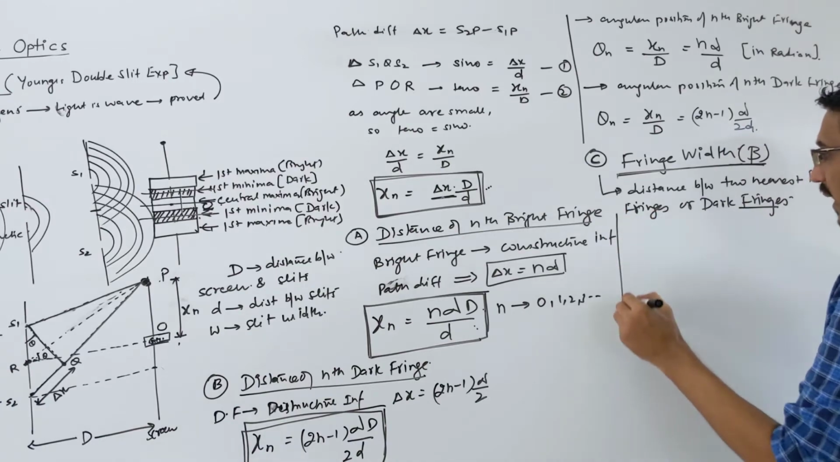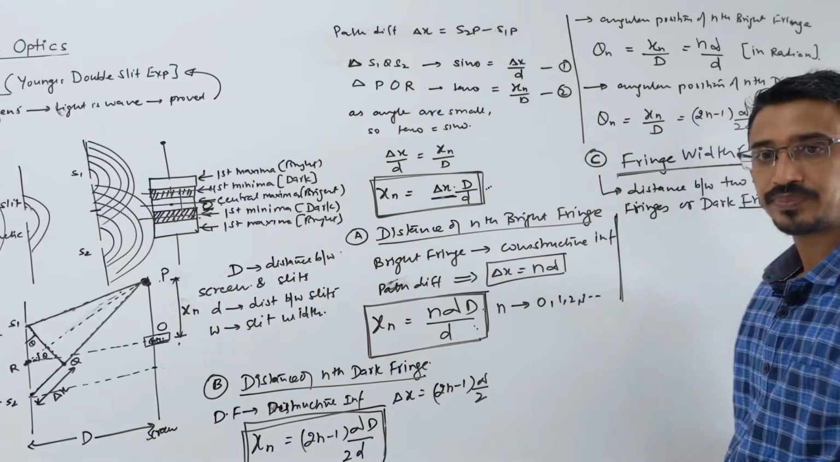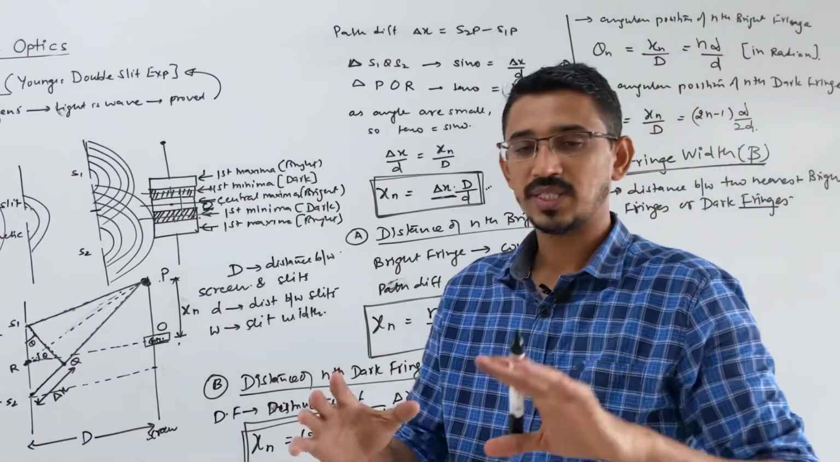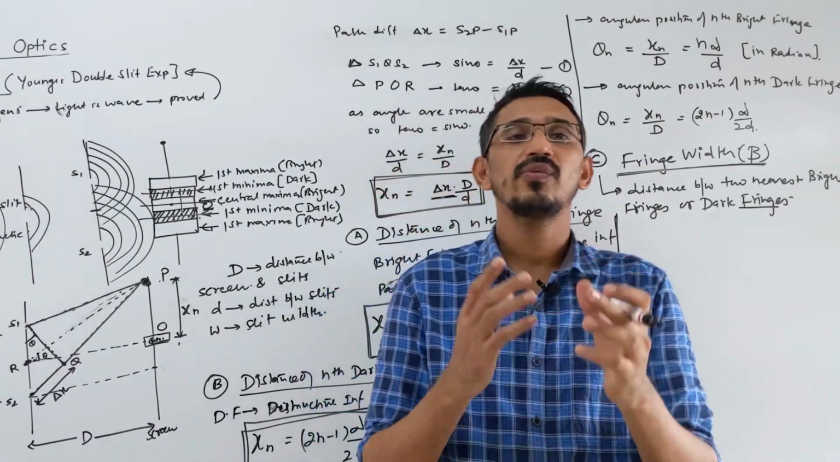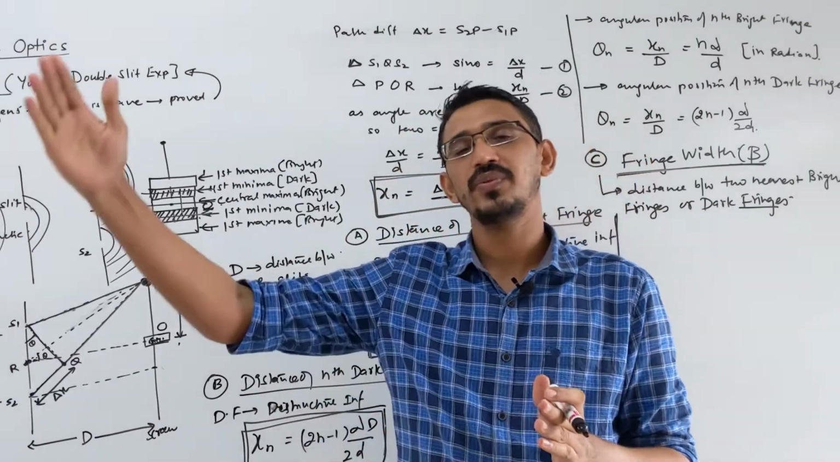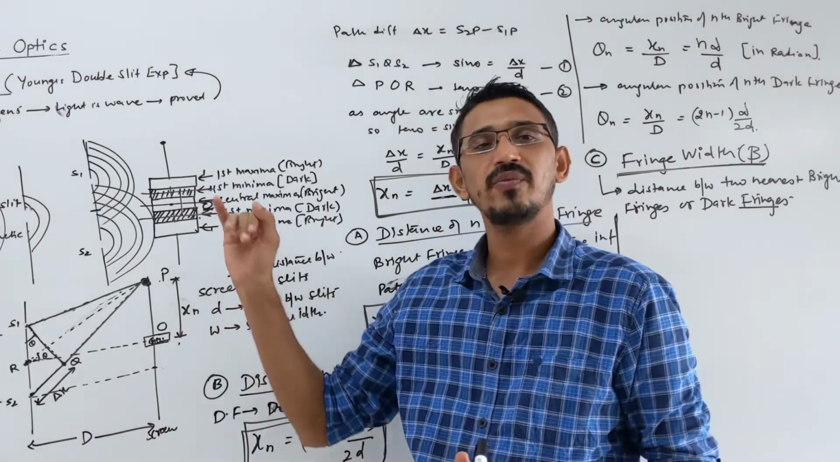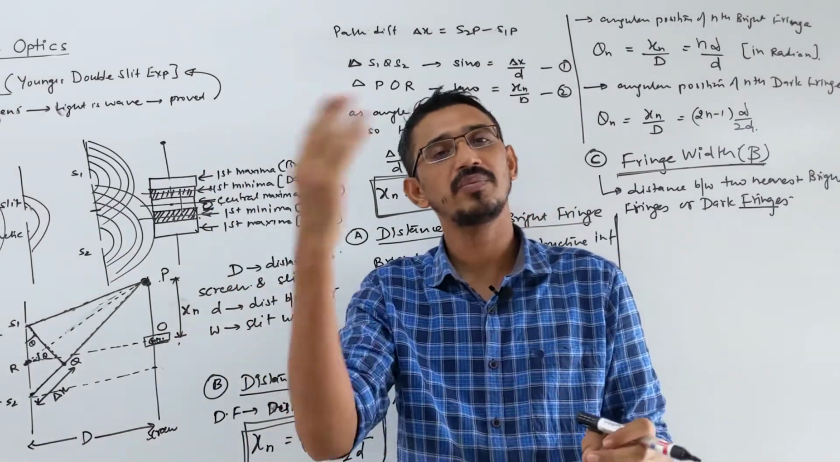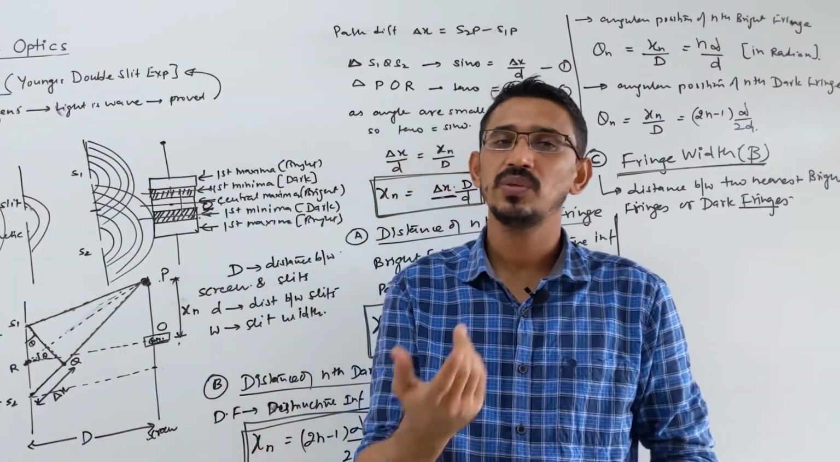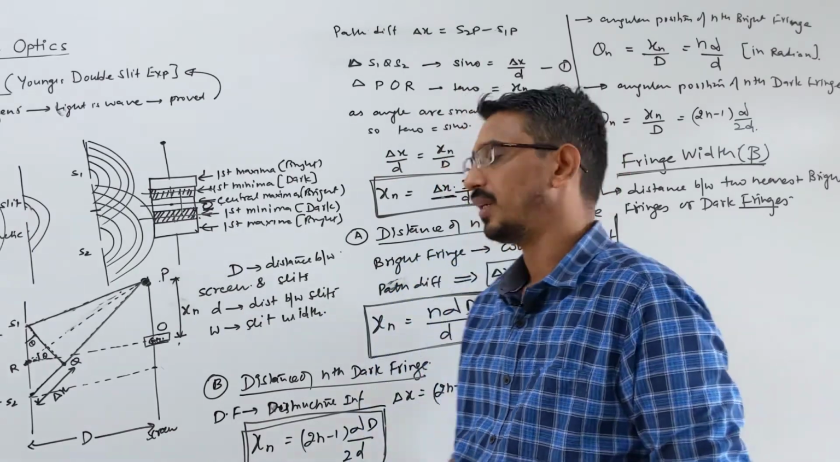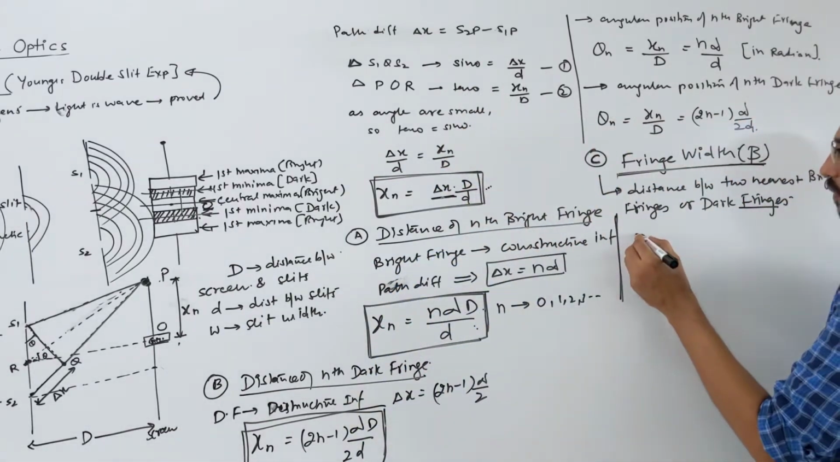So suppose you want to calculate what the fringe width is here. Look here, how will you calculate? Suppose let's talk about bright. You want to calculate the fringe width. You calculate the distance of the 10th bright fringe. Then you calculate the distance of the 9th bright fringe and subtract these two. You will get your fringe width, right? So suppose you calculate your beta value.